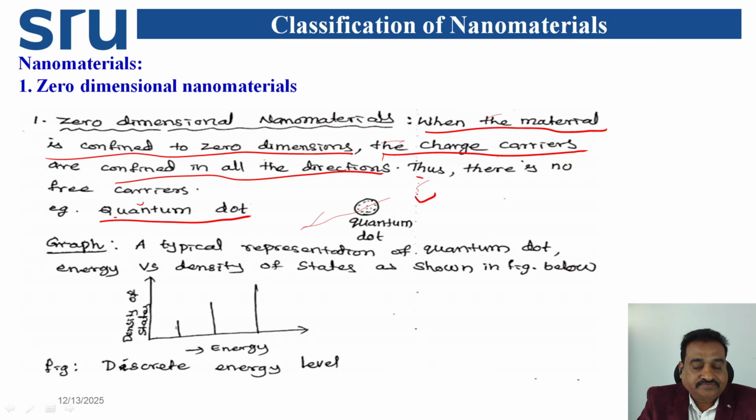You can see here that we can also give the graph between energy levels and density of energy states. A typical representation of a quantum dot, energy versus density of states, is shown in this figure. This is the graphical representation. When the material is confined to zero dimensions, the charge carriers are confined in all the directions. Thus, there are no free carriers, and that is known as zero dimensional nanoparticles.